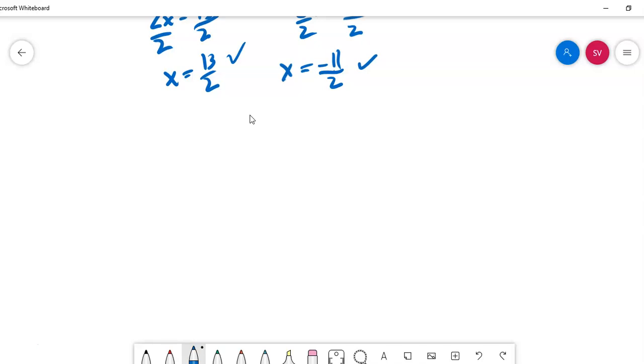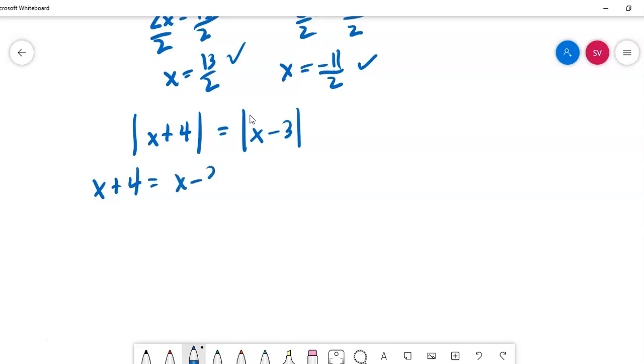Okay, I have 2 more examples for you, and hopefully this will hammer these methods home. So I have absolute value of x plus 4 is equal to the absolute value of x minus 3. So here we could just go right into one of our 2 solutions. You have x plus 4 is equal to x minus 3. There's 1. And then x plus 4 is equal to minus the entire x minus 3.